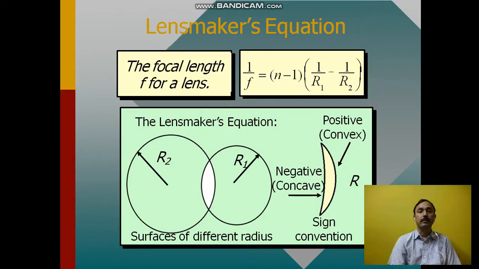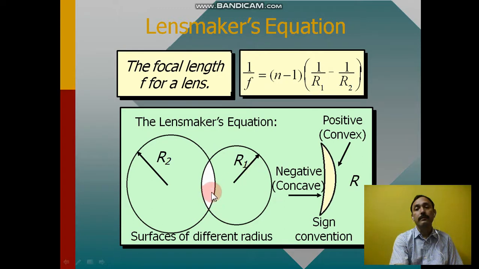Lensmaker's equation. The focal length f for a lens can be calculated from the Lensmaker's formula, and the formula is 1 by f is equal to (n minus 1) into (1 by R1 minus 1 by R2). So n is the refractive index of the material of the transparent medium or lens.